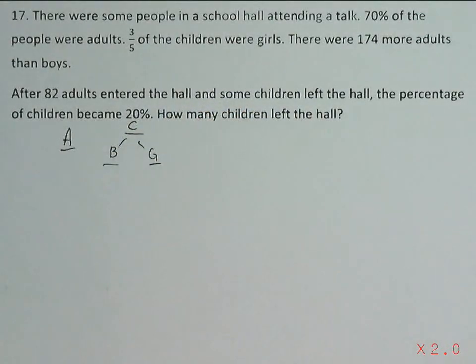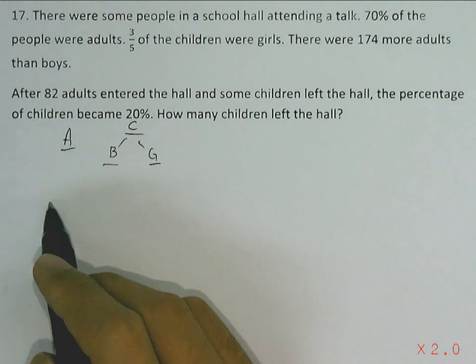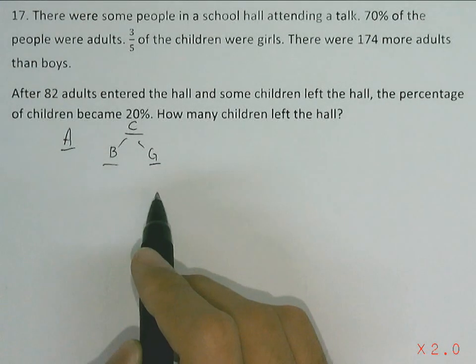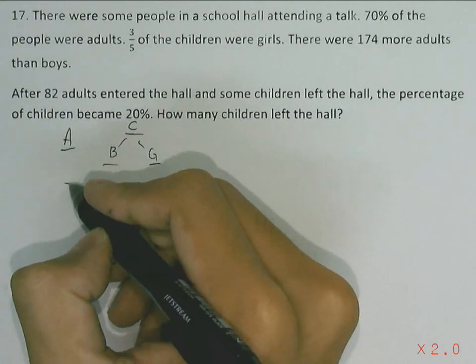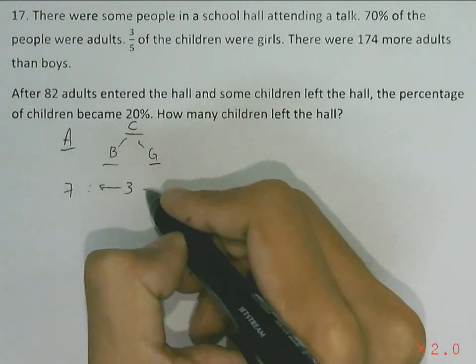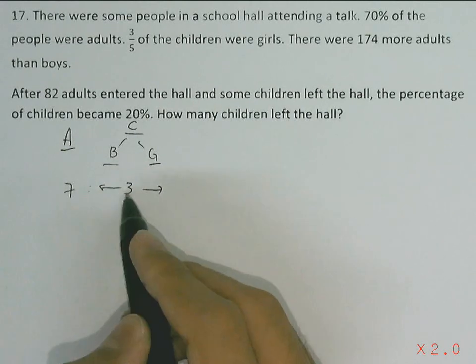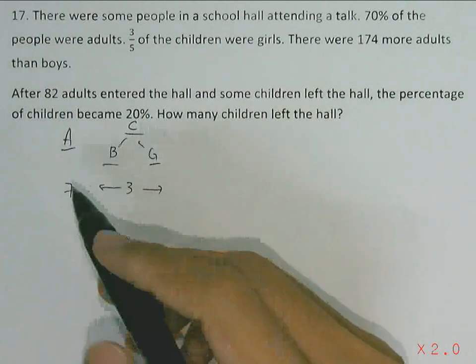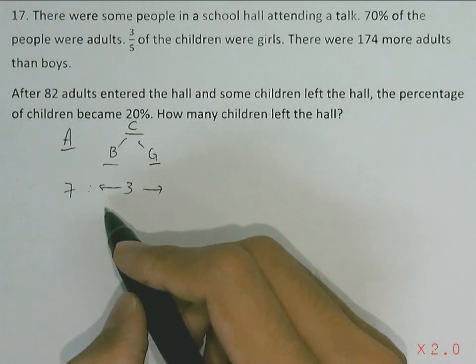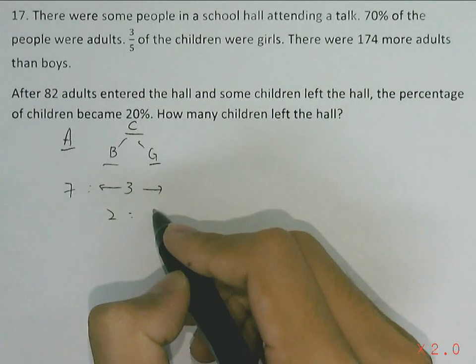Alright? So since the adults were 70%, that means that the children took up the remaining 30%. So then the ratio of adults to children will simply be 7 to 3, right? Since it was 70% and 30%. Now we also know that 3/5 of the children were girls. So that means out of the children, the ratio of the boys to girls will be 2 to 3.